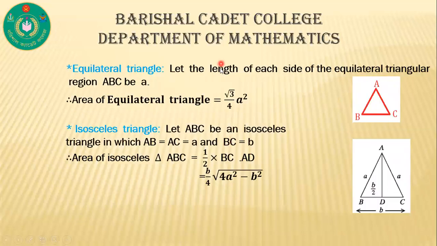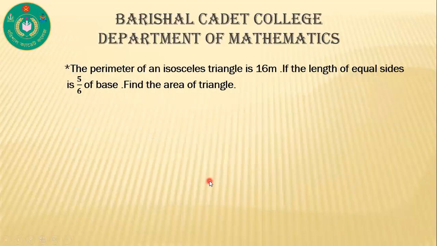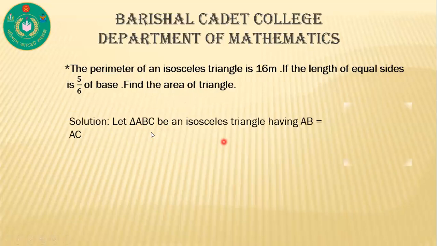Now we use this formula to solve some problems. Now first question. The perimeter of an isosceles triangle is 16 meter. If the length of equal sides is 5 by 6 of base, then find the area of the triangle. You know, the area of an isosceles triangle is equal to b by 4 root 4a square minus b square.